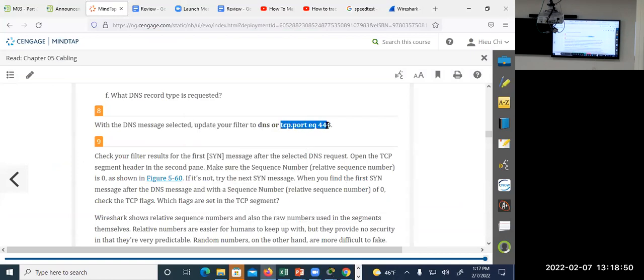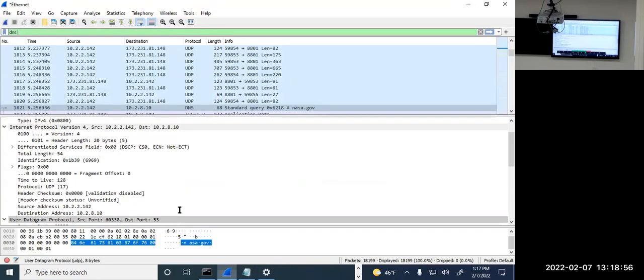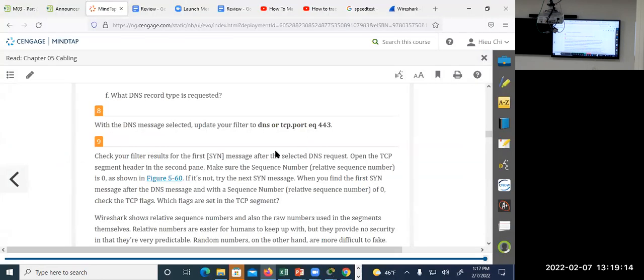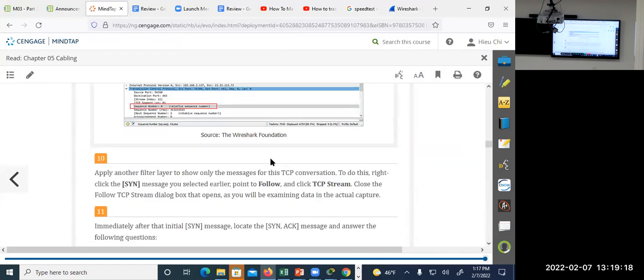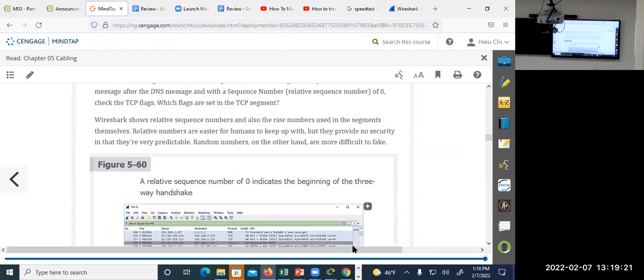Or TCP port 443 here, the TCP. Anyway, copy it here. I copy this one. Okay, now you see the process of the three-way handshake here. I will show you how we work with the three-way handshake.